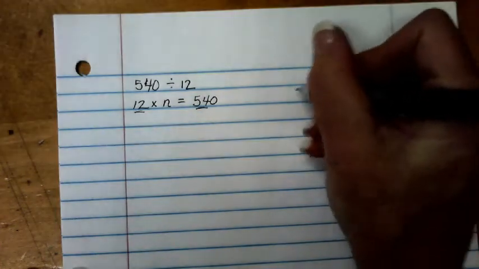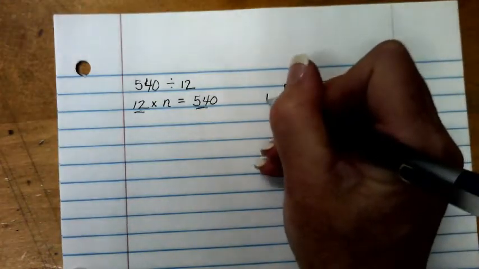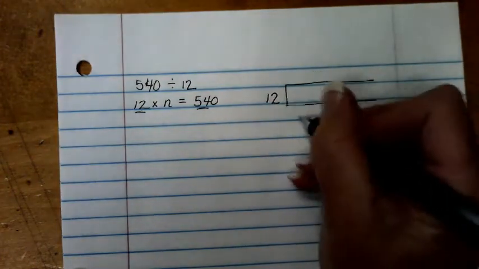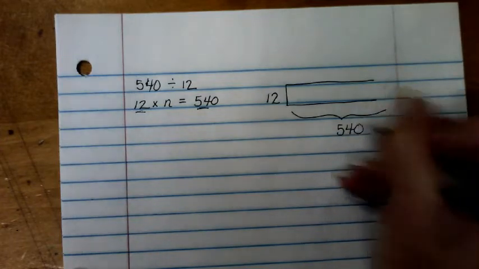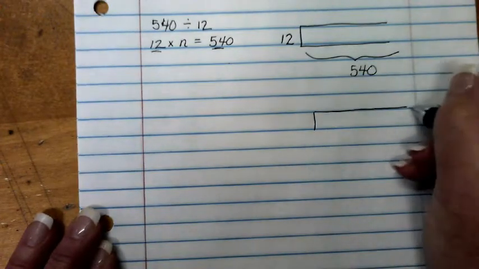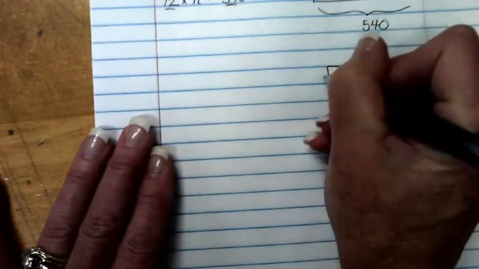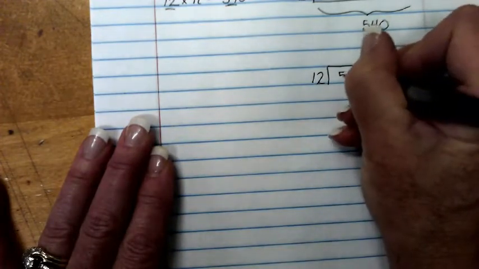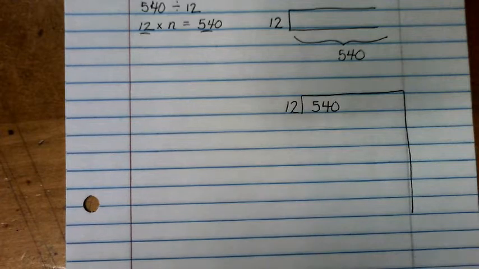And again, you're going to set up your area model with an open rectangle. You will put your divisor out here, keeping in mind that the full area, whenever you find it, is going to have to equal 540. And you will set up your division house, but this time you go all the way down, and we've got 12 divided into 540. So go ahead and do that problem, pause this video, and when you come back to it, you can then check yourself.